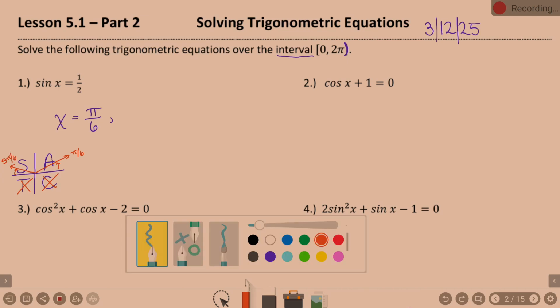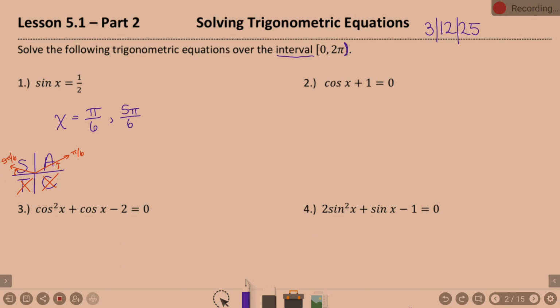I'm just saying, for both those answers, the y value is 1/2. Valid. I see what you're saying. Okay, it would. Now, here's the deal.